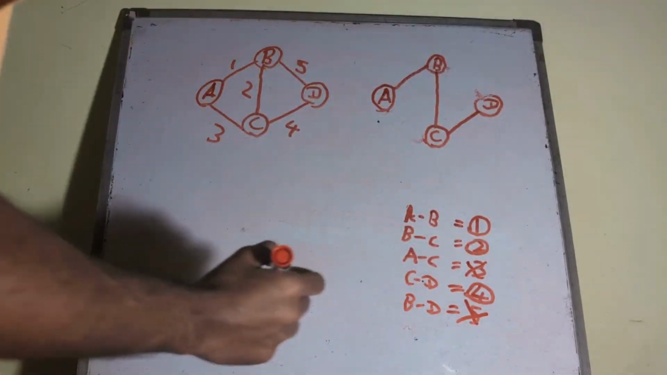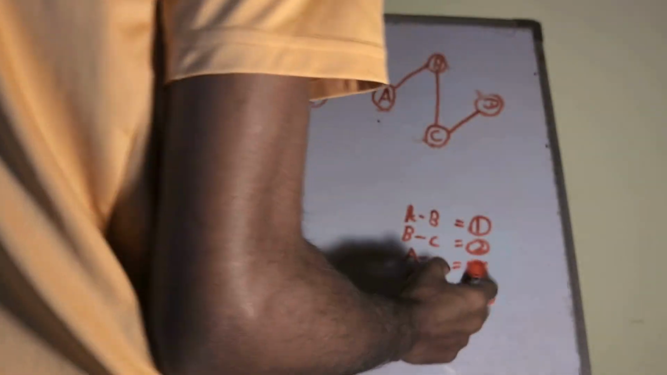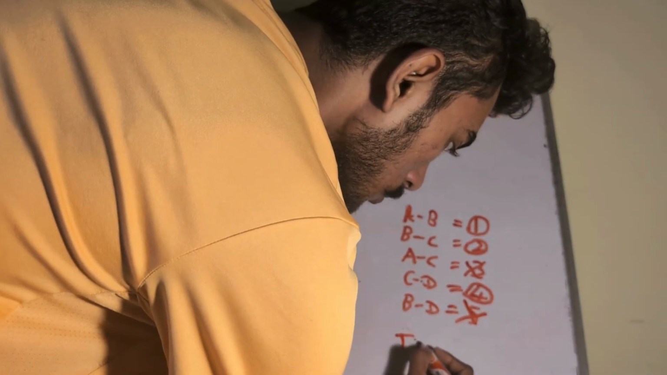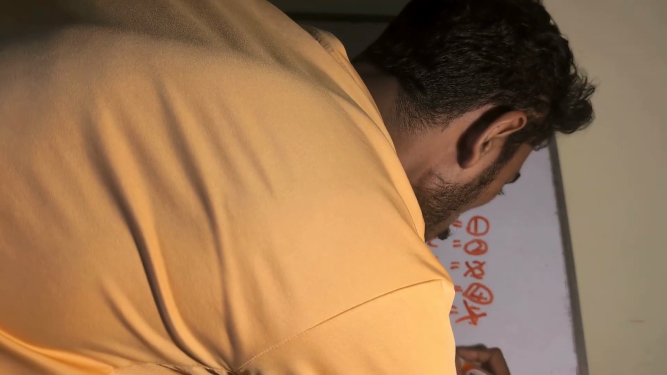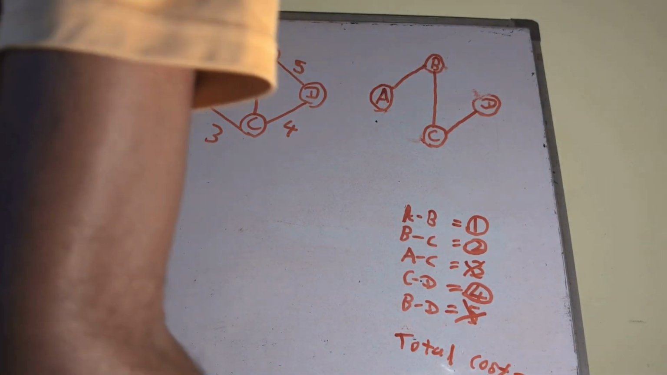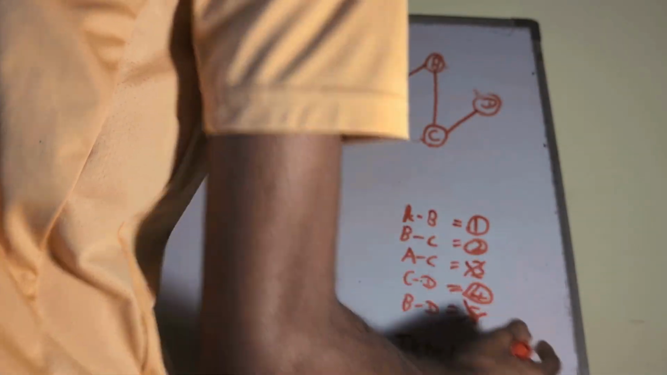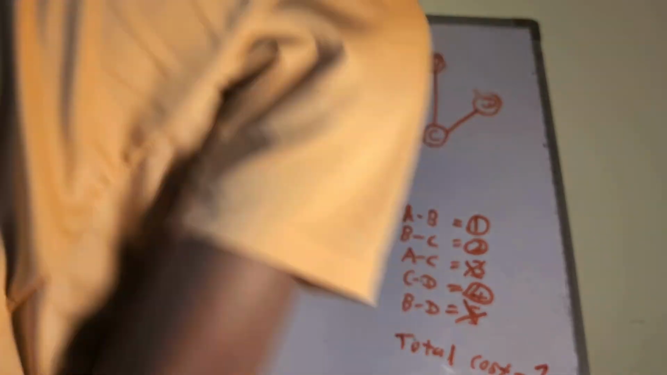So now you can see 1, 2 and 4 are the weights. The total cost of this graph is 1 plus 2 plus 4, that is 7.